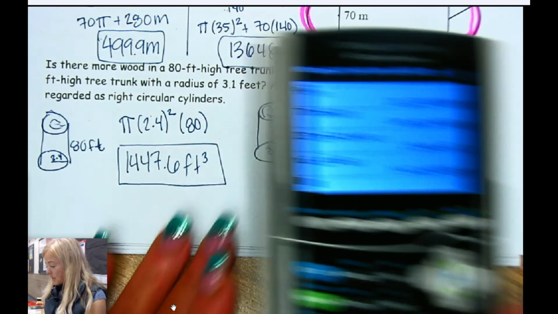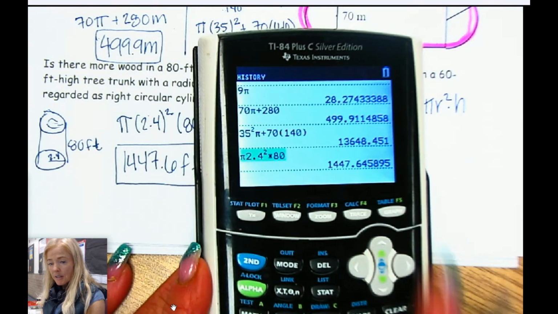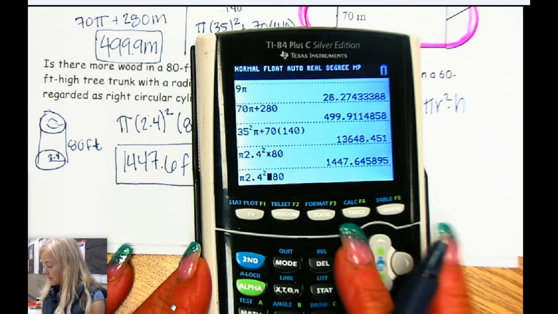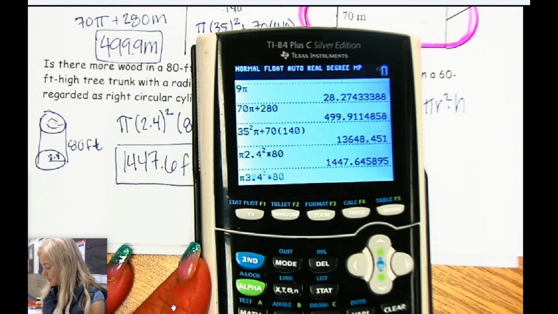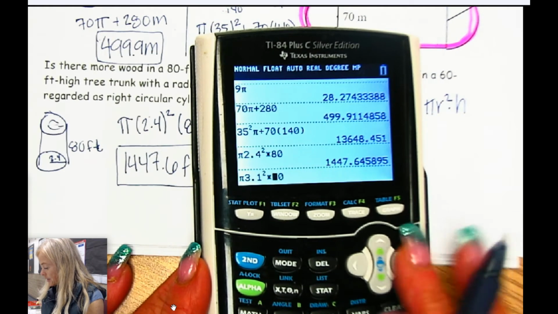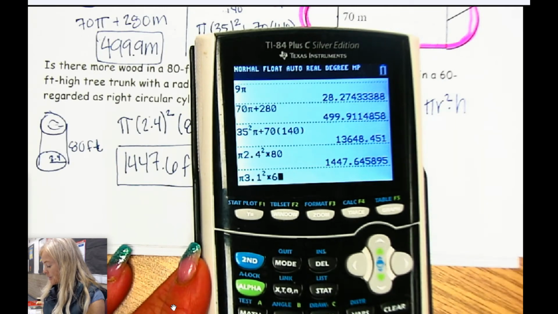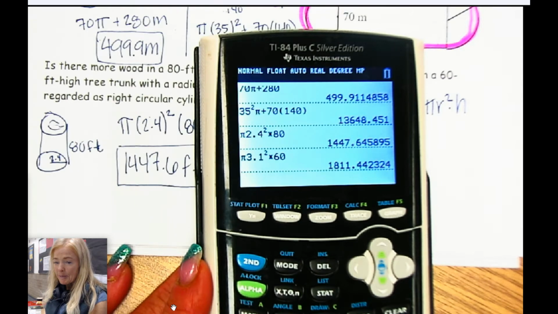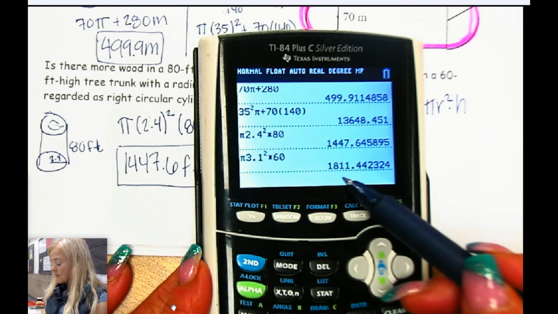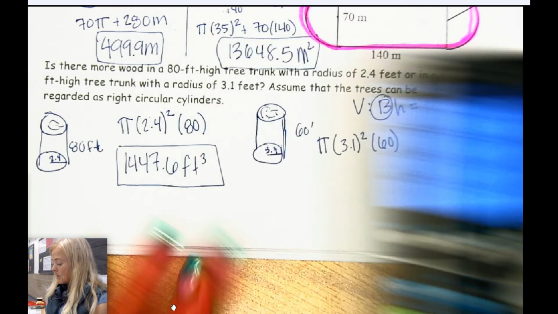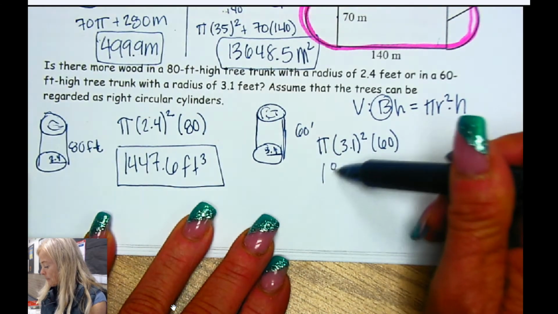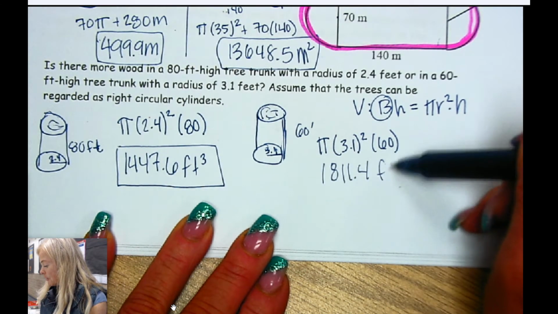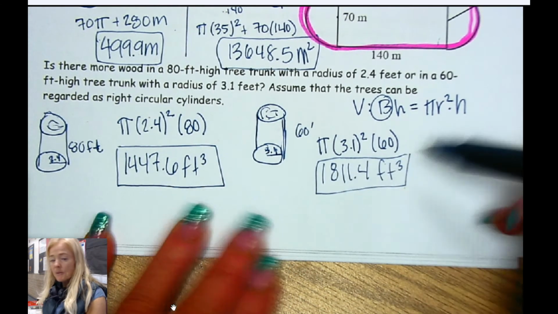And then the next one, I'm just going to arrow up and highlight that and hit enter because all I need to do is change this to 3.1 and the height to 60. So the radius and the height just need to be switched. And that's much easier than typing that all in a second time. And in that case, we get 1,811.4 cubic feet. All right. So those are the two cubic feet.